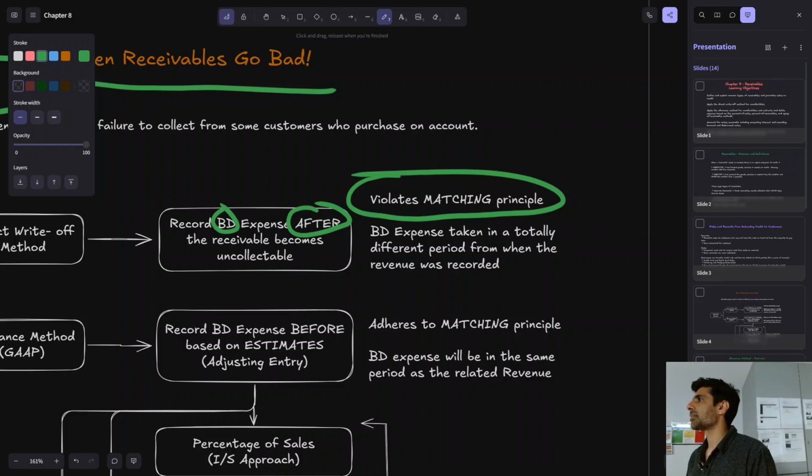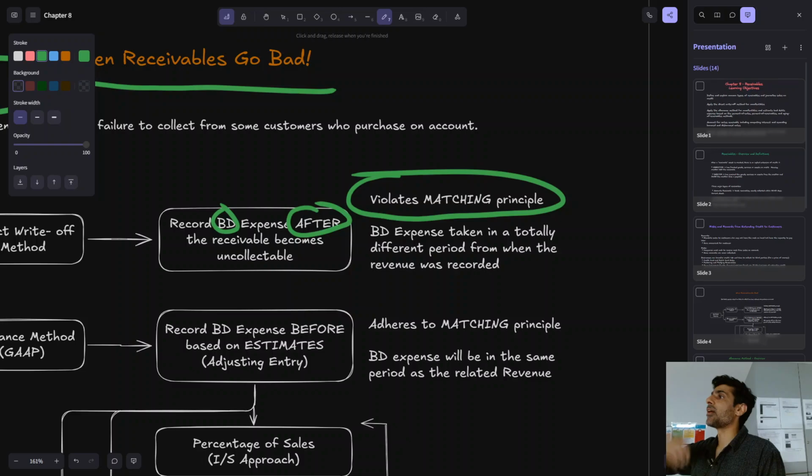Exactly. Yes. So the problem with this direct write-off method is that when we actually realize that the receivable is uncollectible, it's most likely going to be in a different accounting period than when we recorded the revenue. Okay, so we're going to have a mismatch between the bad debt expense and the revenue that was recorded. So though this is simpler because we don't have to do any estimating, we just wait until we actually have a receivable that's uncollectible and then deal with it, it's not going to be in line with this matching principle. We're going to have the risk of having overstated our profitability in a previous period.